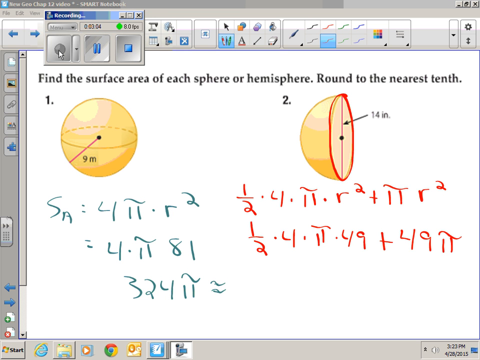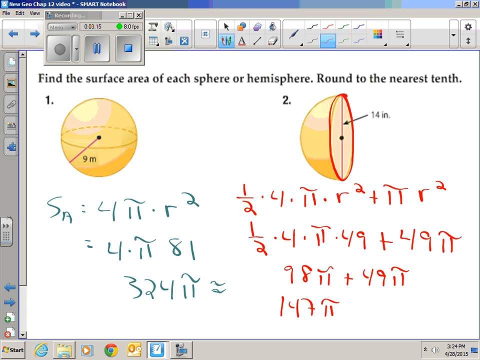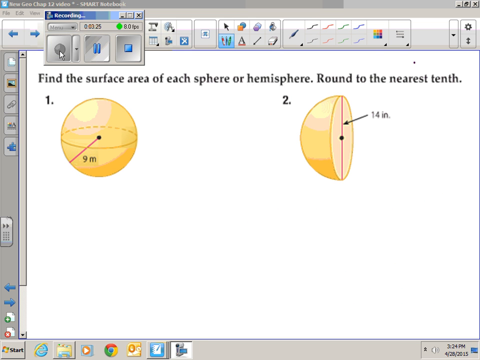So down here we have 2 times 49, which is 98 pi, plus 49 pi. That is 147 pi, or about 461.8. Just for the fun of it, if I wanted to find the volume of each of these spheres, my volume, of course, is 4/3 times pi times radius cubed.